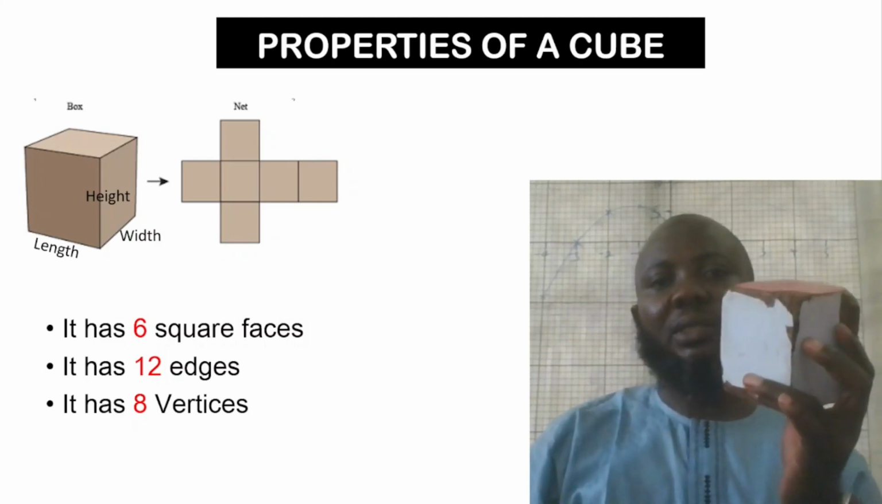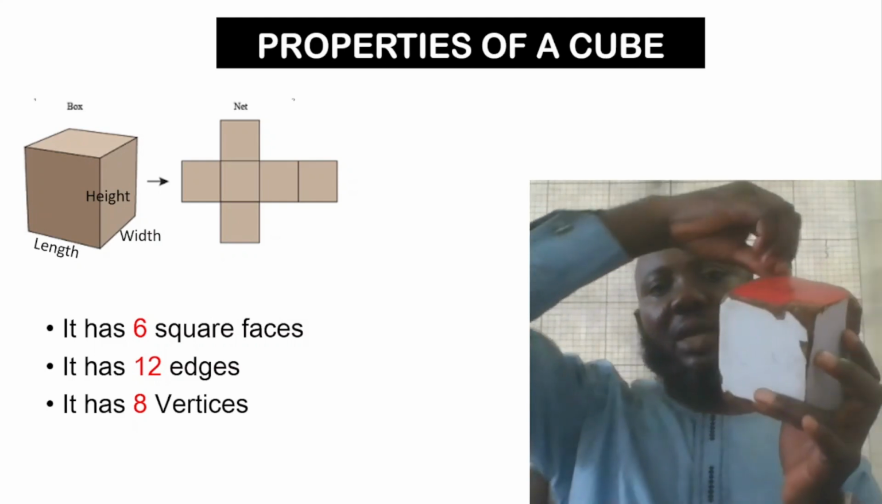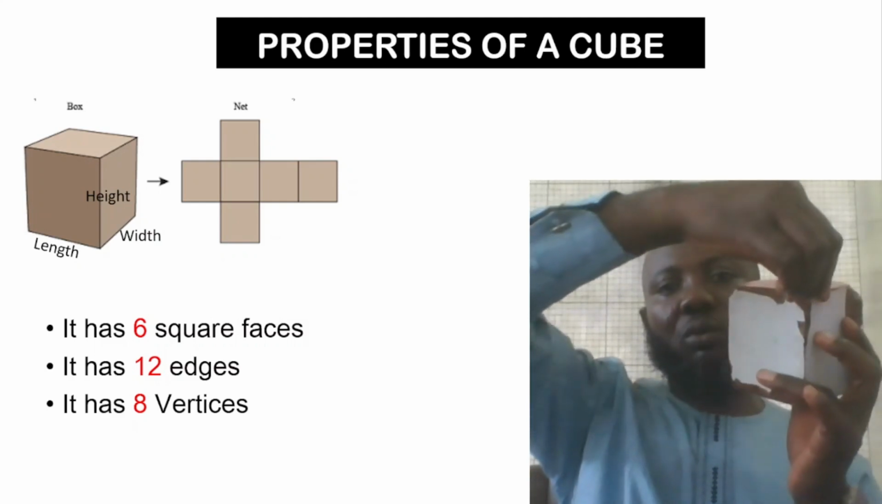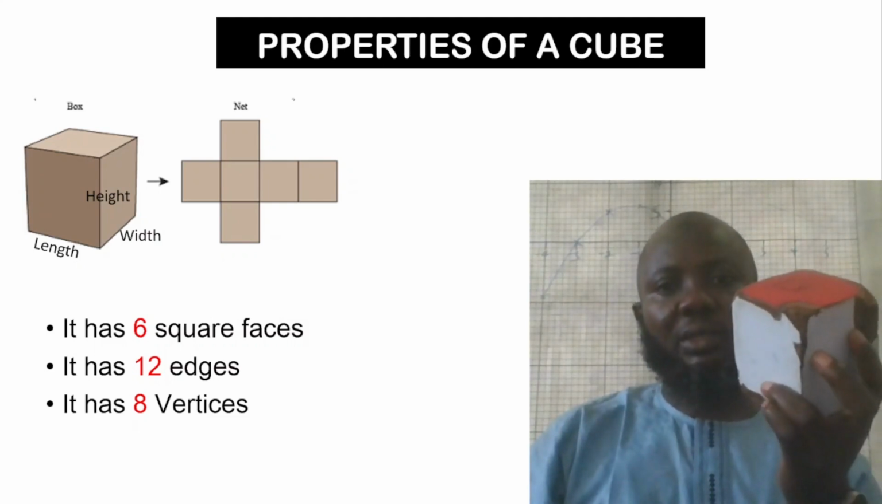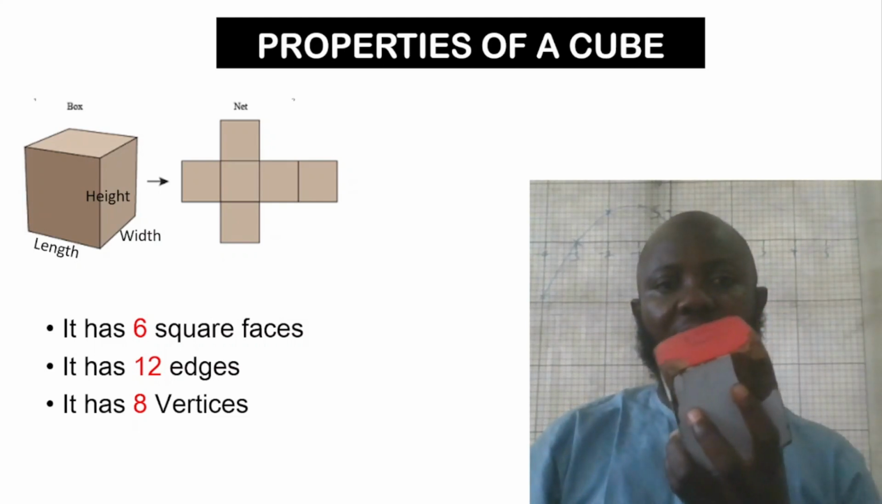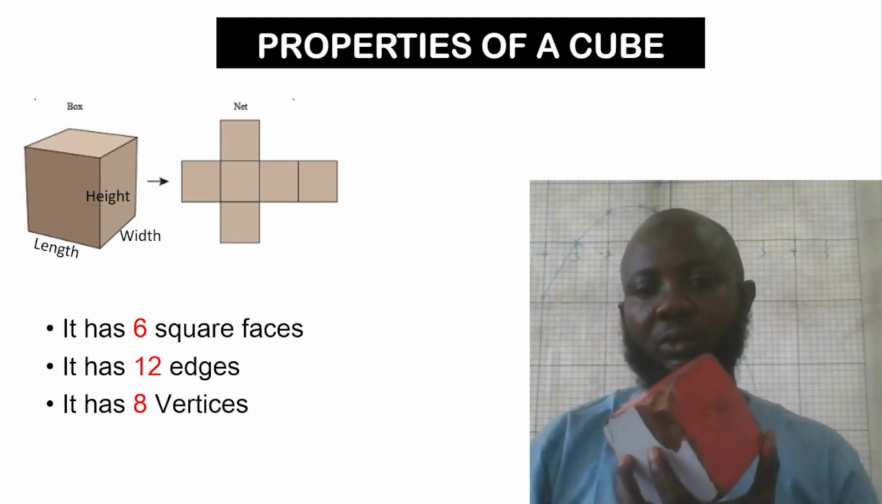Then vertices. So this is a vertex, another one, another one, another one. And we have four at the bottom, making what? Eight vertices. It has eight vertices. Is that clear? So let's move to the next one.